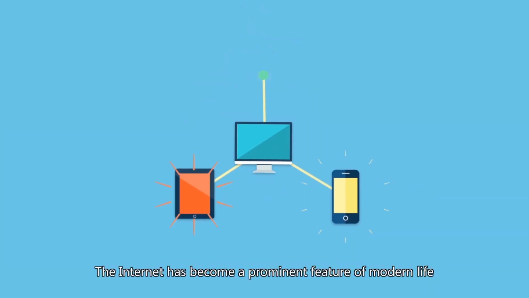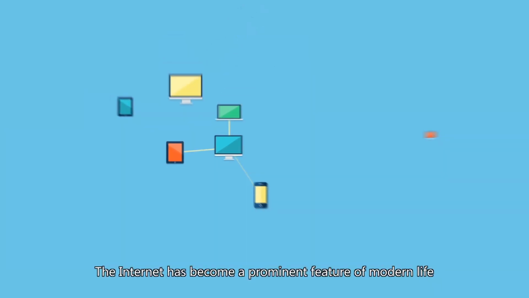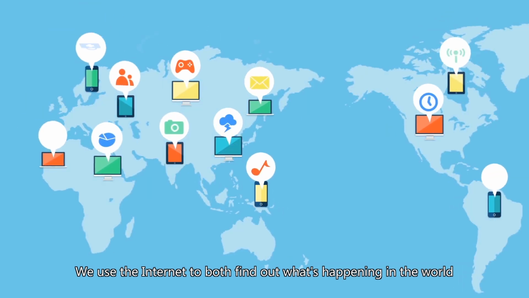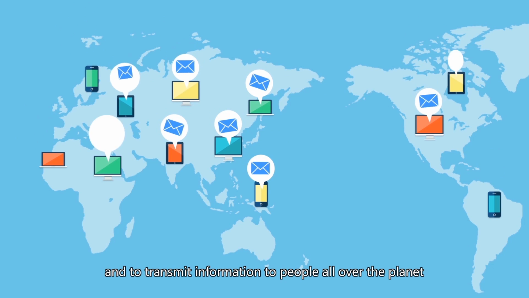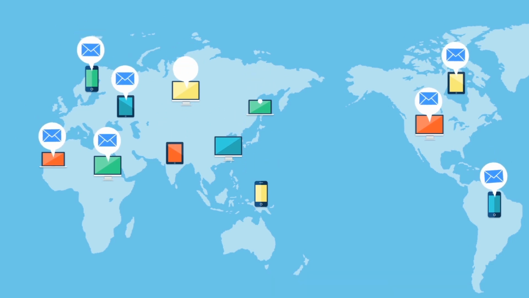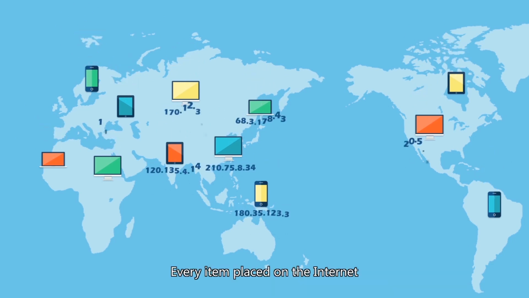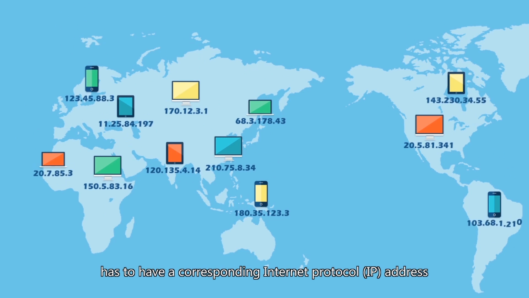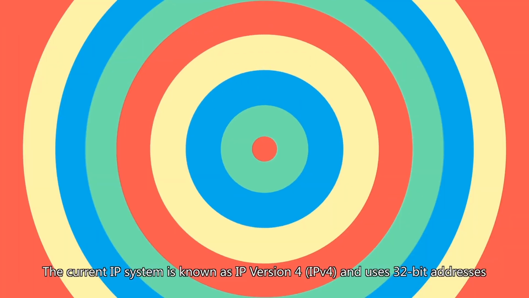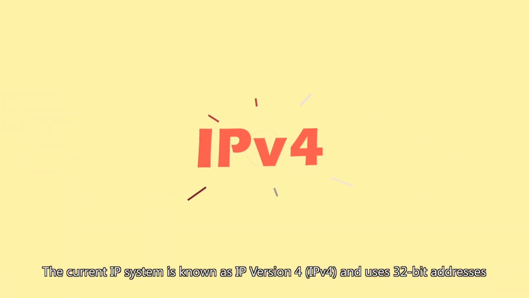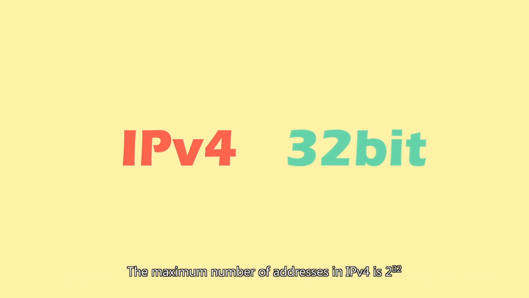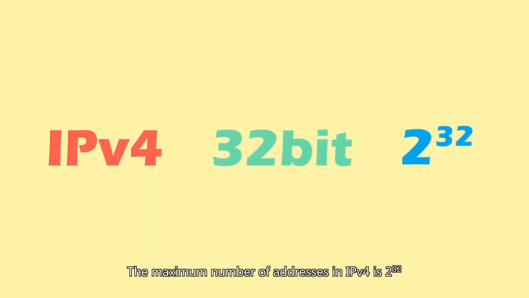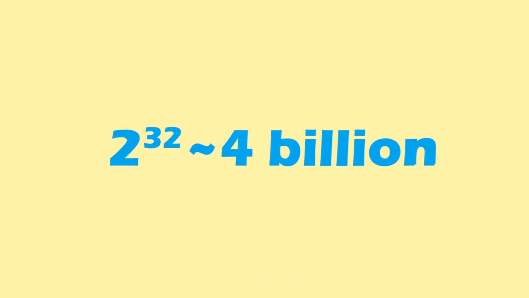The Internet has become a prominent feature of modern life. We use the Internet to both find out what's happening in the world and to transmit information to people all over the planet. Every item placed on the Internet has to have a corresponding Internet Protocol address. The current IP system is known as IP version 4 and uses 32-bit addresses. The maximum number of addresses in IPv4 is 2 to the 32nd, about 4 billion.